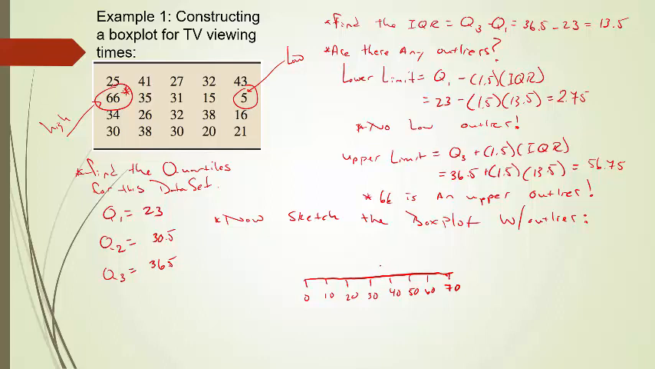Let's start with how we would do it before. Go to the number 23, and then draw a box out to 36.5. I'm going to eyeball it roughly here. So here's Q1, here's Q3. Now where the median is, 30.5, you're going to draw another line. That's Q2. We knew 5 was not an outlier.